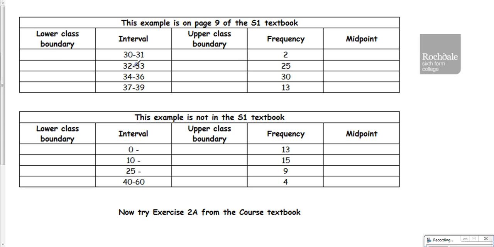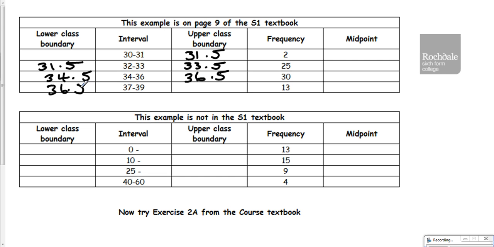So let's have a look at this 32 to 33. We know that the previous interval finished at 31. This one doesn't start till 32. So the lower boundary here we call 31.5, and that would be the upper boundary of this one. Similarly, 33 and 34, we'd go halfway out, so that'd be 33.5, and this one here would be 34.5. Same again, 36 and 37, halfway out because there's a gap.